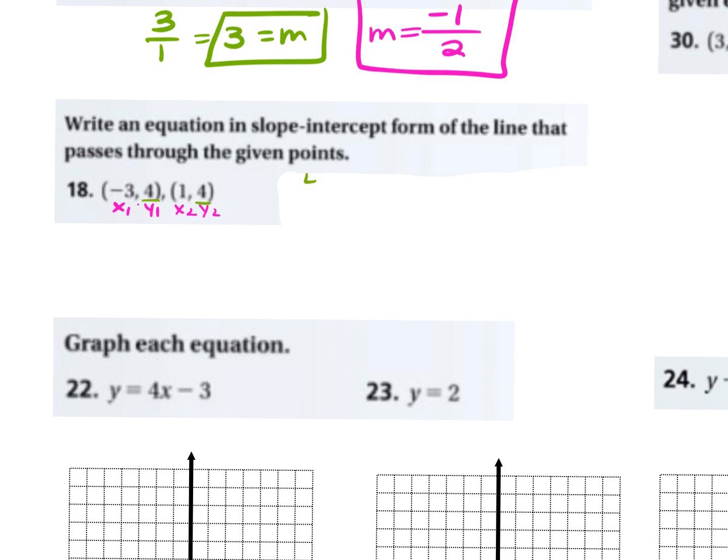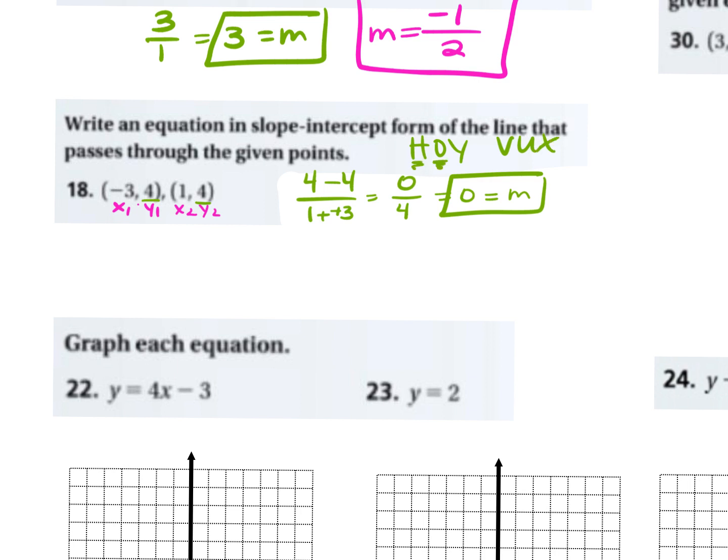Y2 minus y1. So 4 minus 4 over 1 minus a -3. So you get 0 over 4, which is 0. That means our slope is 0. Now that should tell you something, because when the slope is 0, it is a horizontal line, right? Remember, when the slope is 0, it's horizontal. So that's fine. If you remember that that's a horizontal line and that horizontal lines are y equals, that's helpful because you already have your y value.